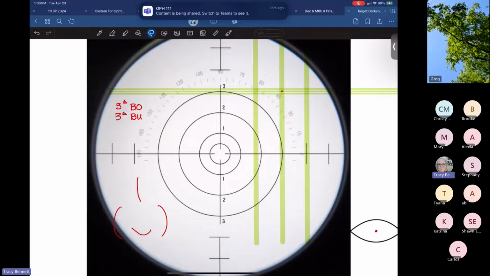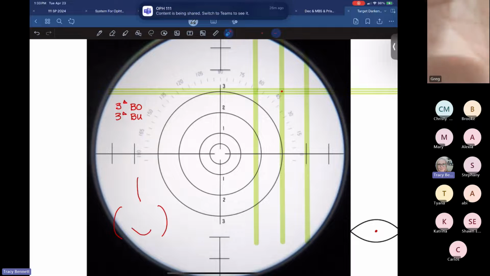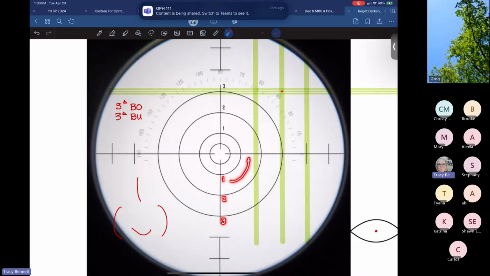In real life, you would have the ability to just turn these knobs and move these 1, 2, 3 into this position up here, because remember, that's the line that is movable with that little silver sleeve that's up near your eyepiece. All right, good.